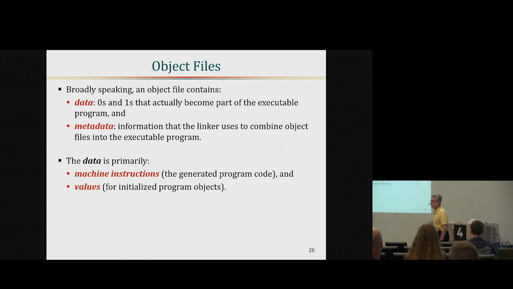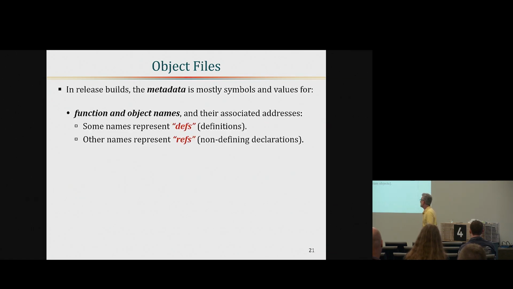And then there can be values. Anytime you define storage, for example a brace initialized array, that's going to become data that goes into the object file. The metadata falls into two broad categories. And this is key right now, we're going to really build on this part: function names and object names can wind up as metadata in the object files.